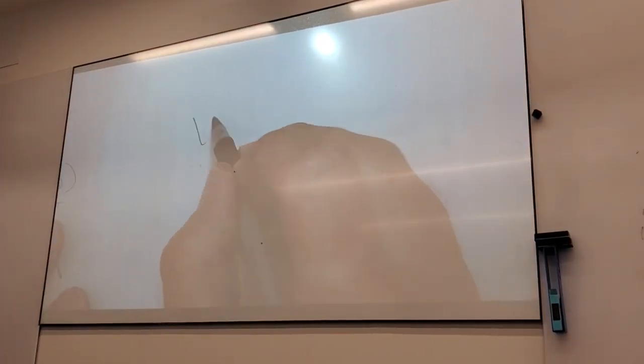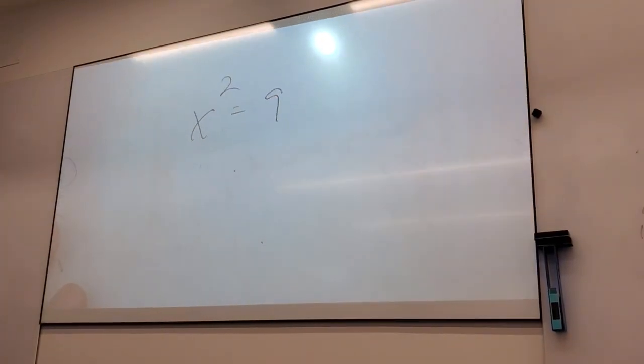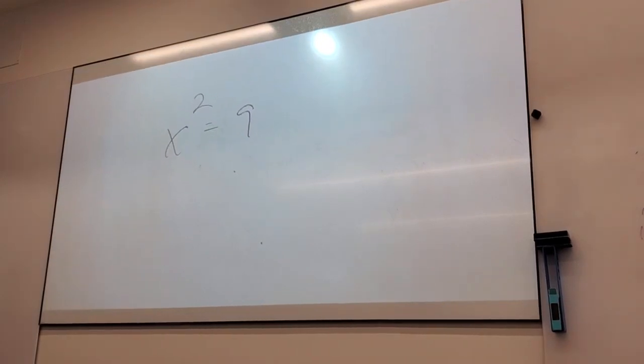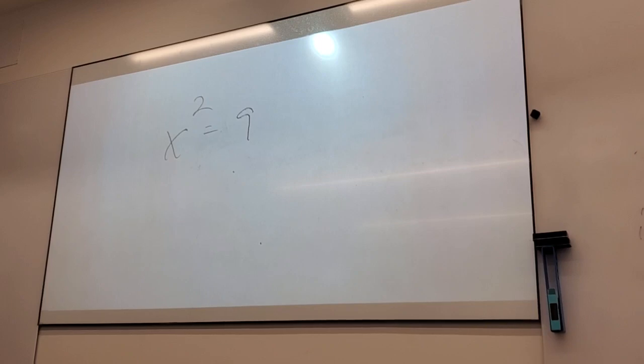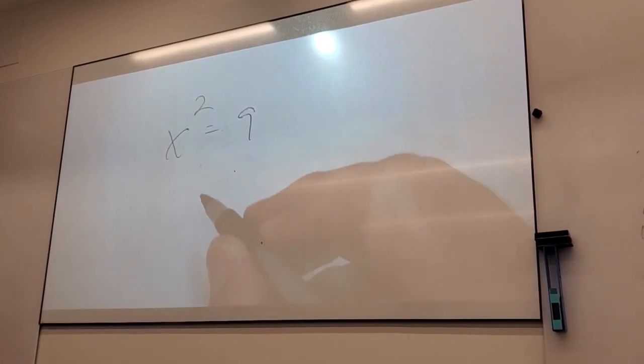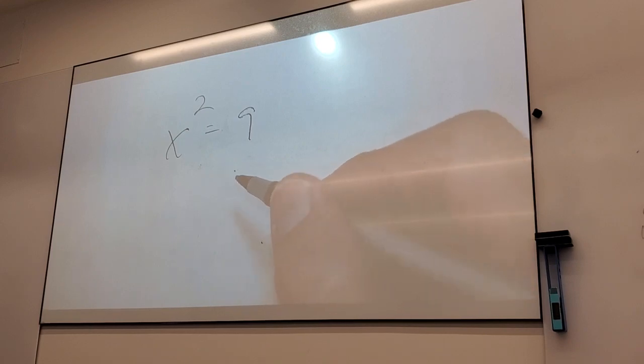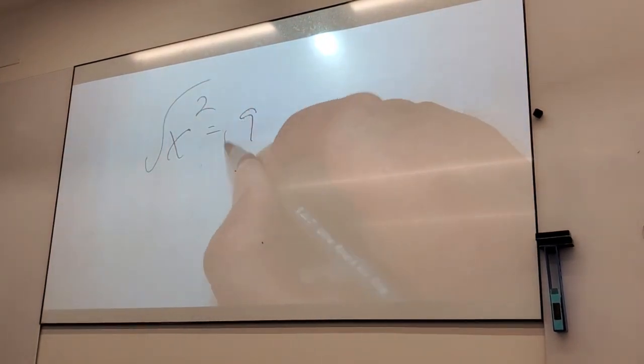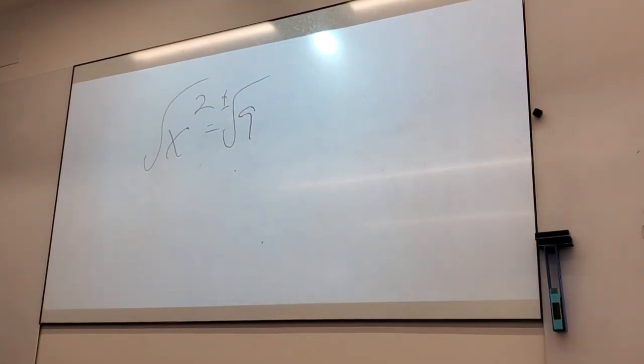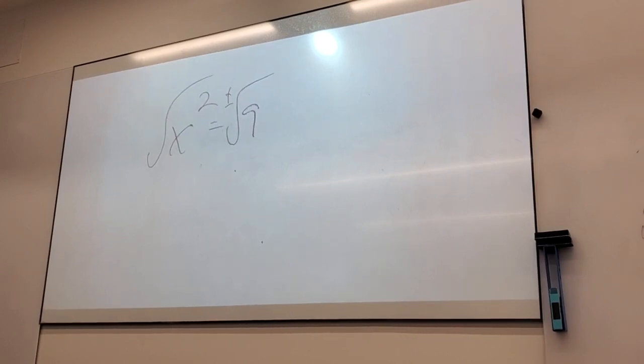Okay, so how many things do I square to get 9? 2. What are they? 3 and -3, right? So when I square root, I must put a plus or minus. When I square root, I have to put a plus or minus.